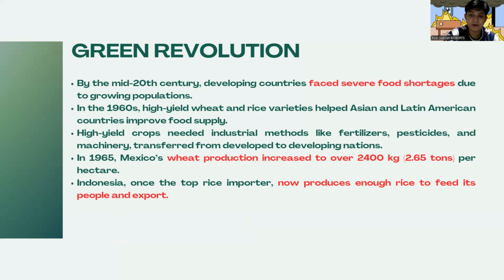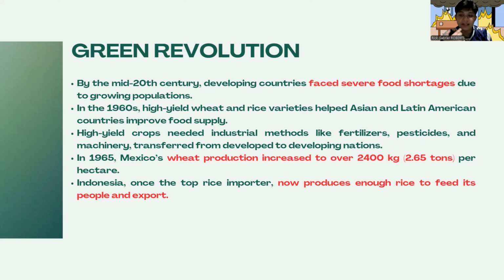Now, to solve this problem, scientists in the 1960s developed high yield varieties of wheat and rice. High yield varieties means that these are the types of crops that produce more grains than the regular ones. These new types of wheat and rice were introduced to Asian and Latin American countries to help them grow more food and reduce hunger.